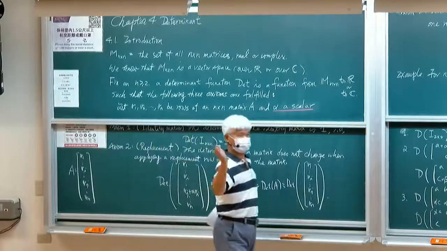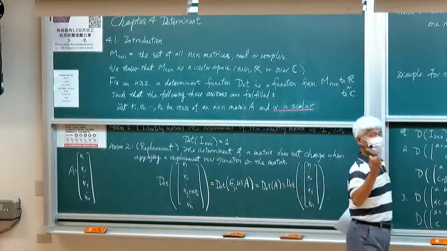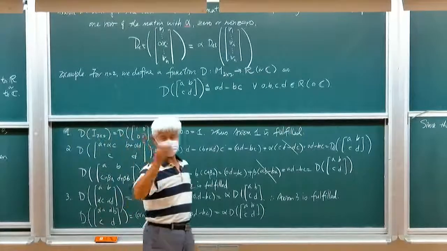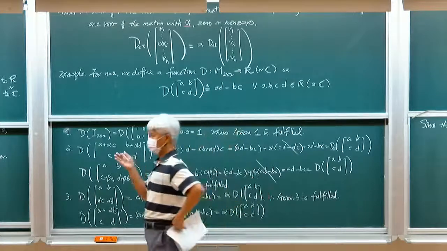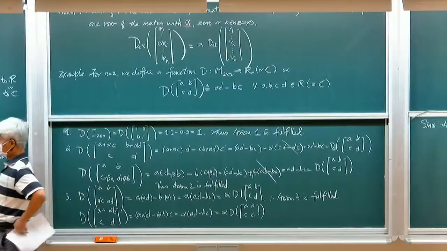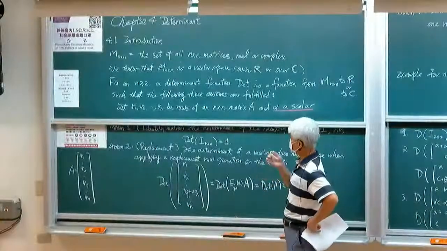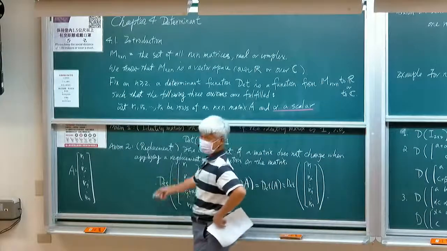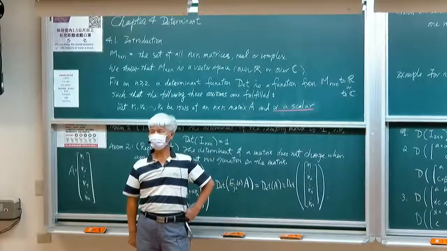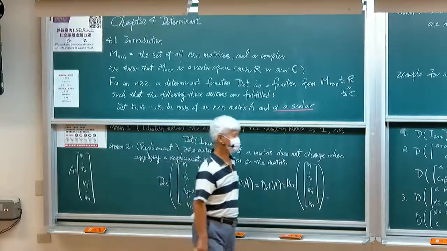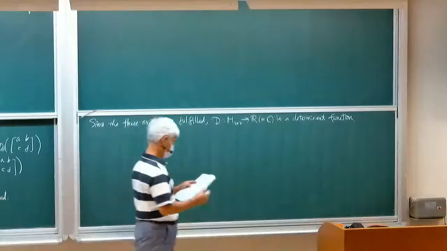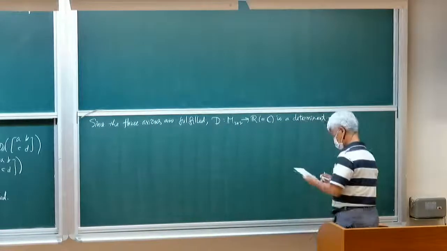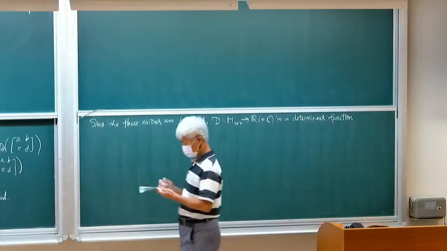And in general, how about n by n matrices? Can we have at least one determinant function? Because if we say that we have one, then we have to justify that these 3 axioms are satisfied. Okay, so we will answer the questions in this chapter. Any questions?